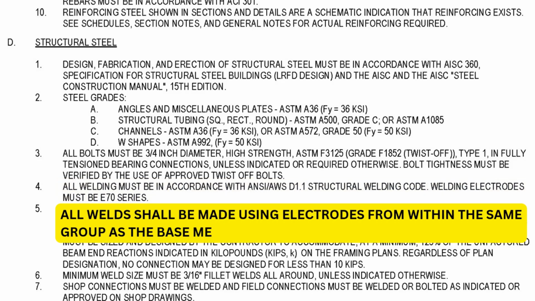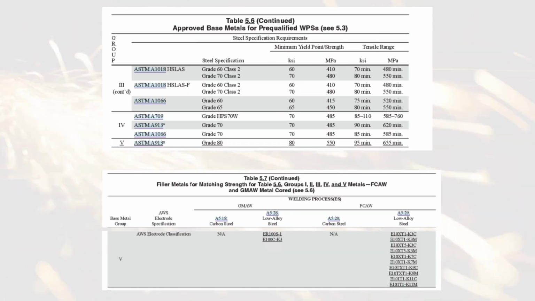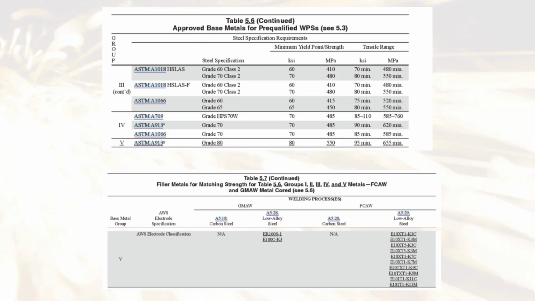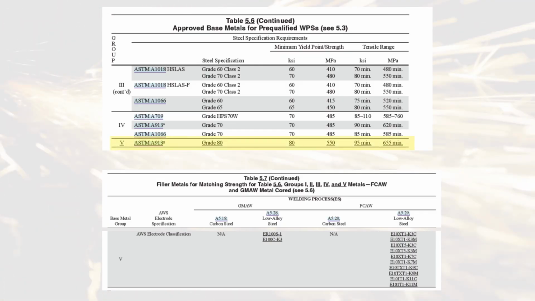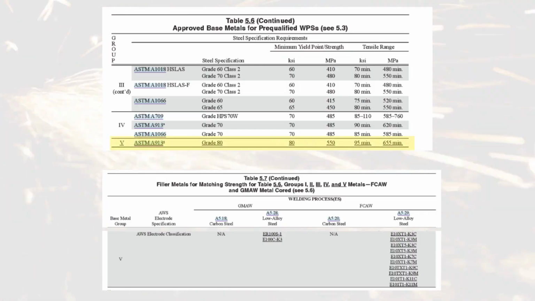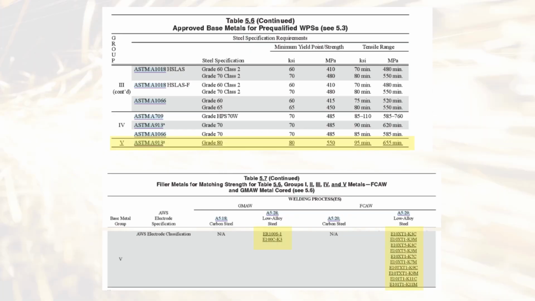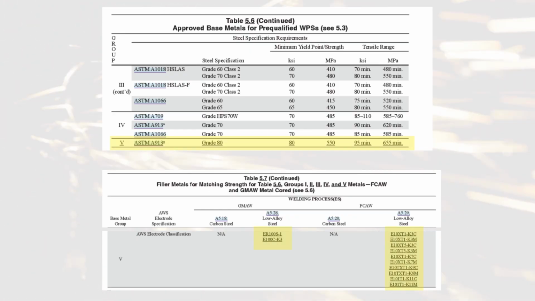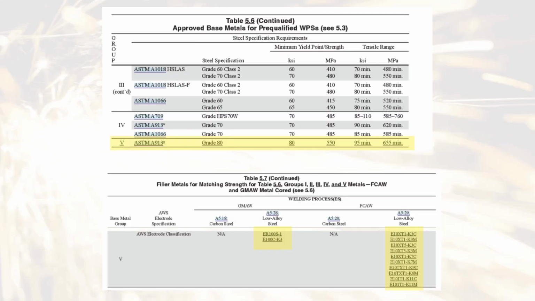Alternatively, you can reference AWS Table 5.6 and 5.7 to confirm which electrodes are acceptable. AWS D1.1 Table 5.6 assigns a group number to specific steel grades based on strength. For example, A913 grade 80 has a group number designation of 5. Table 5.7 then specifies allowable electrodes for that group number. In the case of grade 80, the matching strength electrode will be E100.